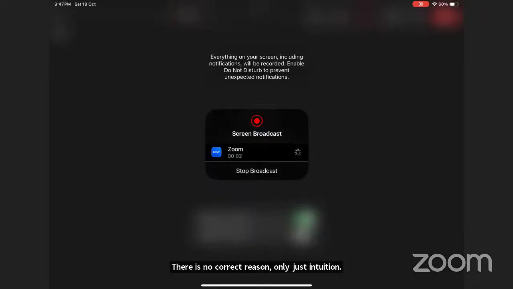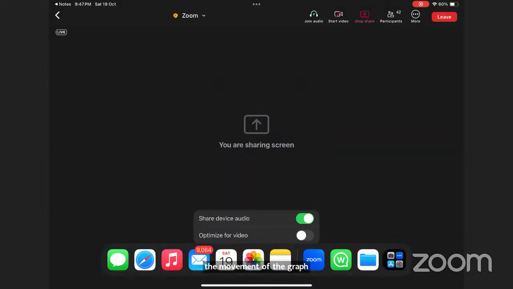There is no correct reason, only intuition. Right now I don't have exact proper reasoning. I can tell you from my intuition, what I think is, if we check using the points, I mean the movement of the graph, that means, yeah, now my screen is visible, I guess, right?